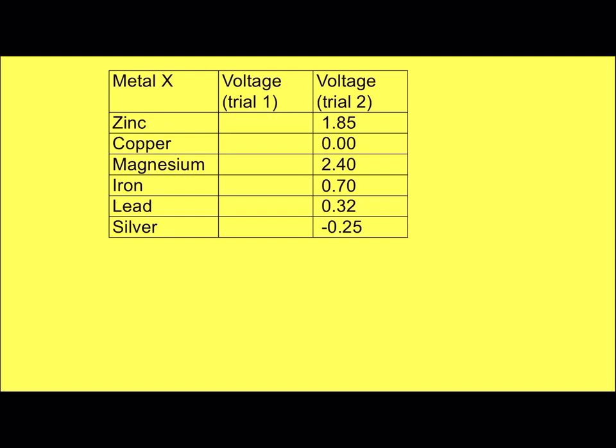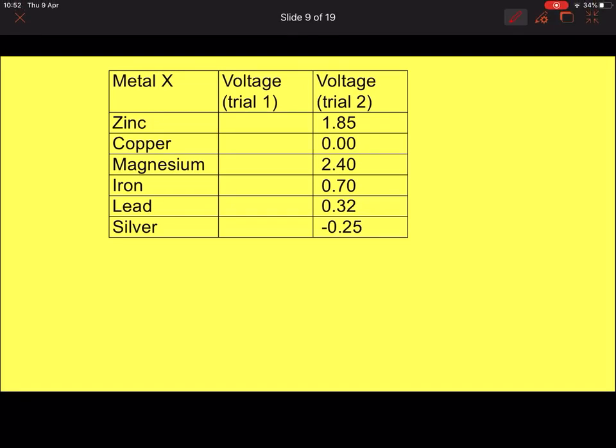Iron, 0.70 volts. Lead, 0.32 volts. And silver was minus 0.25 volts. Try and have a think why the silver and copper cell created a negative voltage.